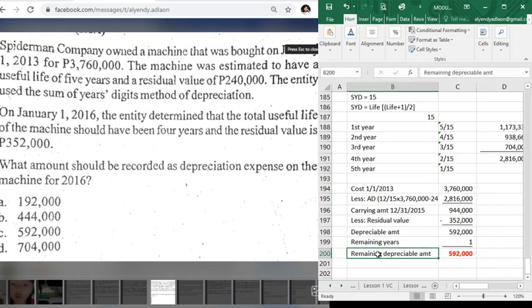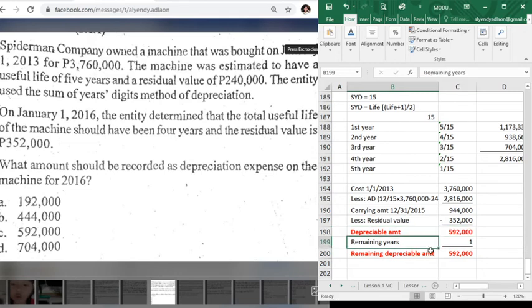Remaining depreciable amount, that is 592,000. Okay, that is letter C. Actually, you don't need to divide anymore; you can go straight to the answer. Pwede na kanina diretso. Okay?